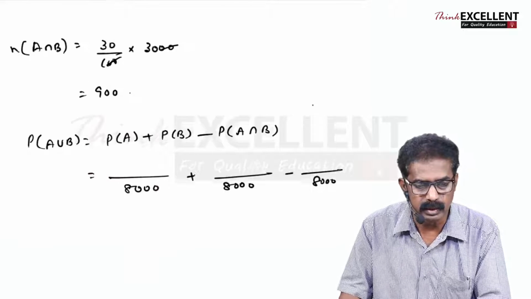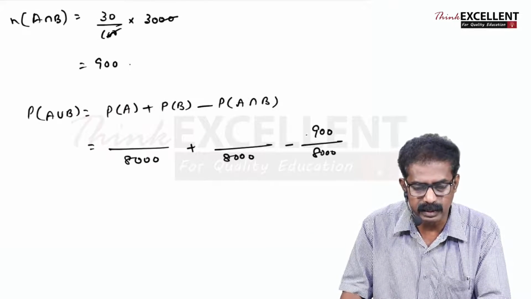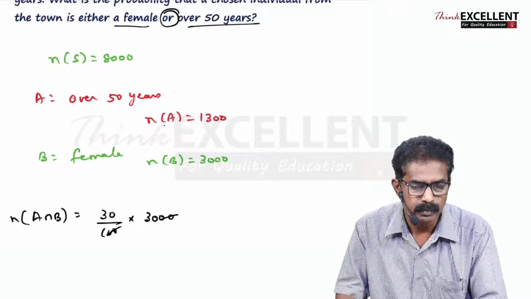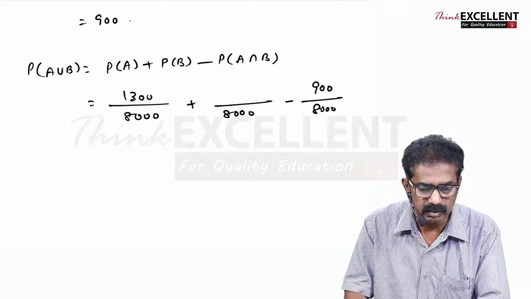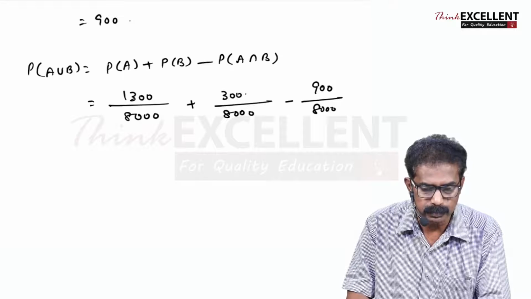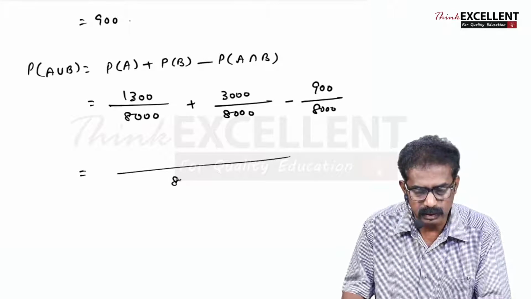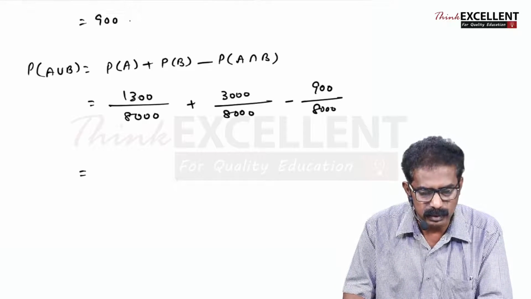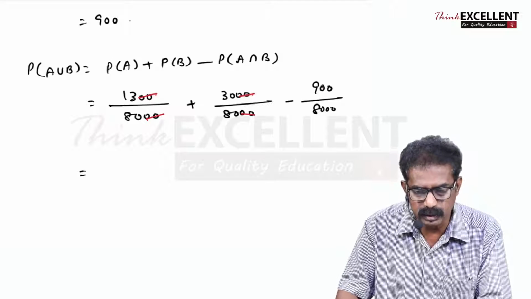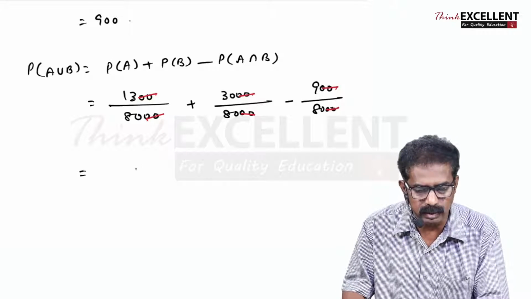Intersection is what? 900. Intersection is 900. P of A is 1300. P of B 3000. Right? So 8000 is LCM. If you want, you can cancel two zeros, right? Here 2 zeros you cancel. Here also 2 zeros. Here 2 zeros cancel. That's all. Now it is what?